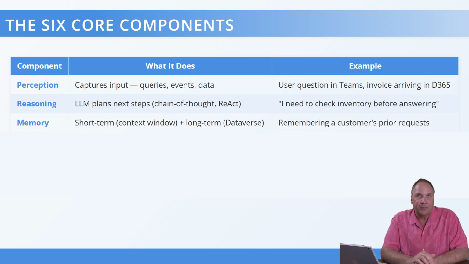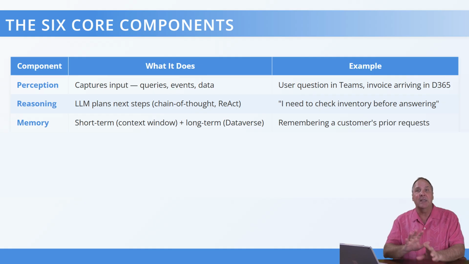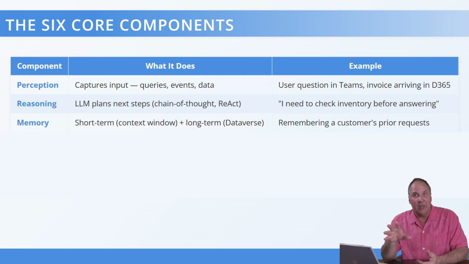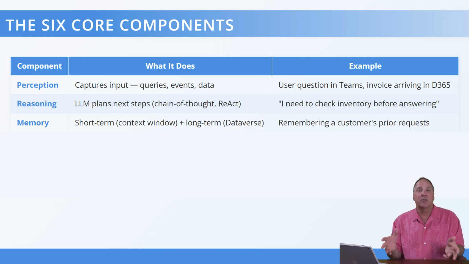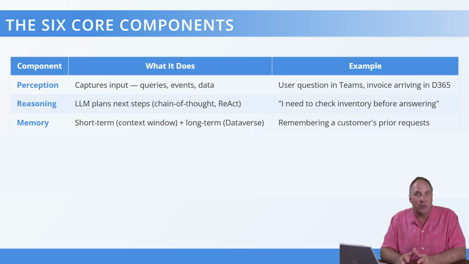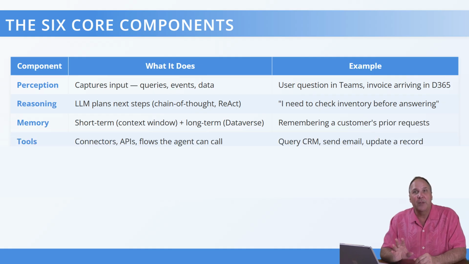Third, memory. There are 2 kinds of memory. Short-term memory is the conversation context. So what's going on right there in front of us, what's being said in this current chat session. Long-term memory is persistent, stored in Dataverse or another database so that the agent remembers things across conversations. Now, here's why this matters. Without long-term memory, every conversation starts from scratch. Imagine a support agent that forgets a customer called yesterday about the same exact issue. That's a terrible experience.